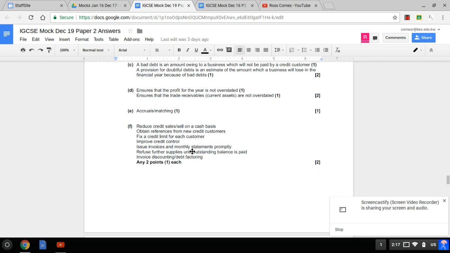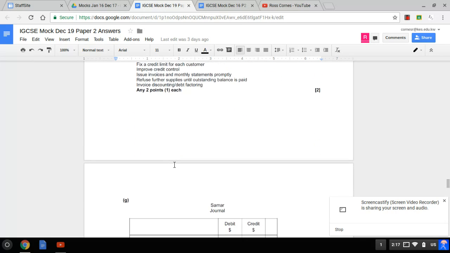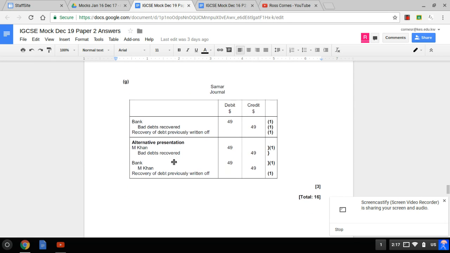And then this was well done. There's a whole list here. You can just pause it and read through them, of ways that we could reduce the amount of bad debts. They were straightforward. Well done. And then the final question on there was for a bad debt recovered.